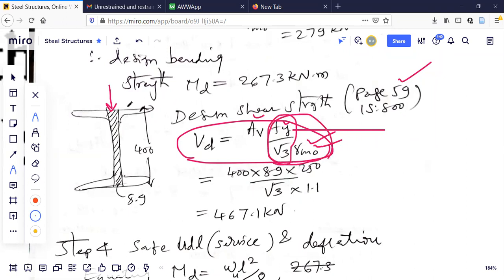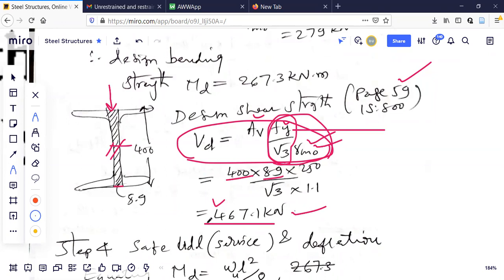So Av is what? Av is this area, the area of this shaded rectangle. Total depth is 400, into 8.9, the thickness. So this much is the area which is resisting the shear force. So finally you end up with 467.1. Whatever point load or UDL you apply, the reaction should not exceed 467. Reaction means shear force if it is a simply supported beam, because in a simply supported beam, the reaction itself is the shear force.